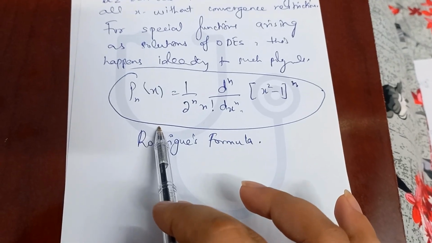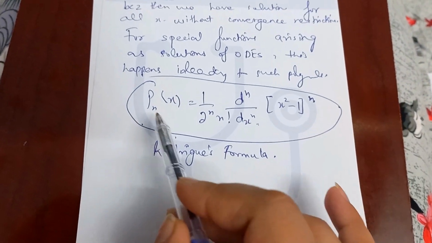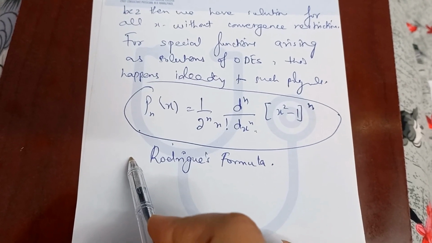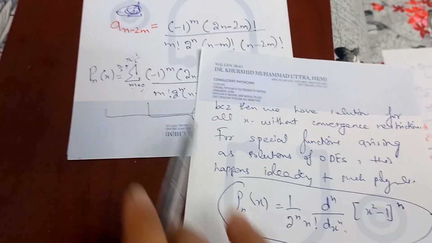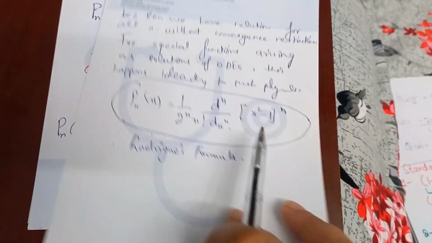This is the Rodrigues formula. This is also a formula for Legendre polynomials. You can also use it to find the solutions of Legendre differential equations. Both of these formulas are equivalent. They give the same result.